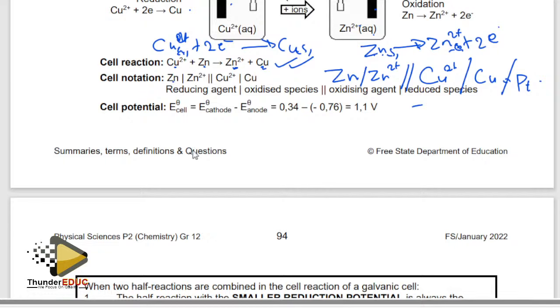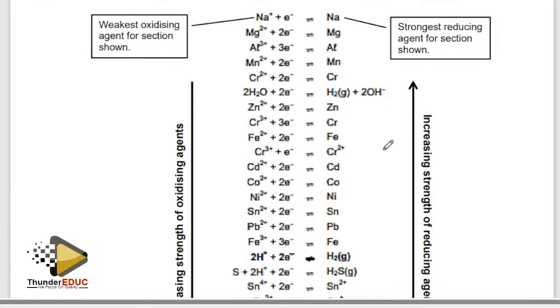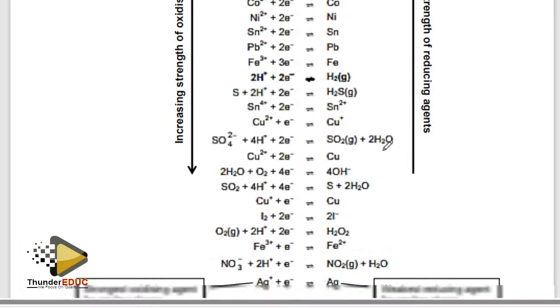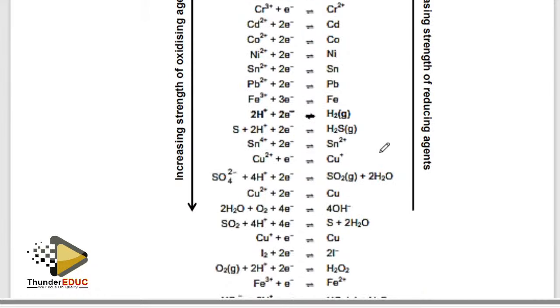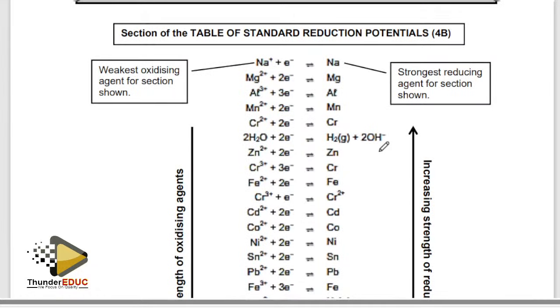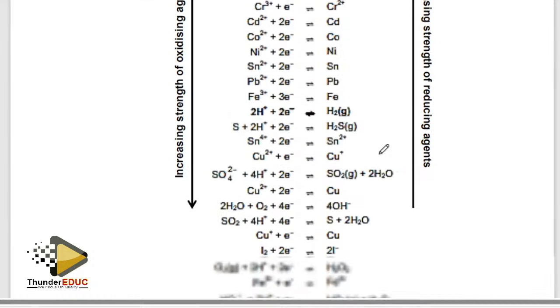Then to calculate cell potential, E cell is equal to cathode minus the anode. Then you have to look into the reactivity series. I used to tell you that this must start with the one which has lithium on top. The one which is on top is more reactive than the one which is on bottom. So that's how you can identify.